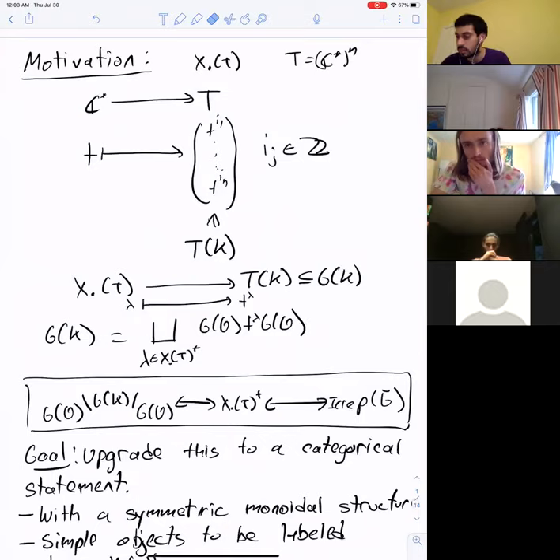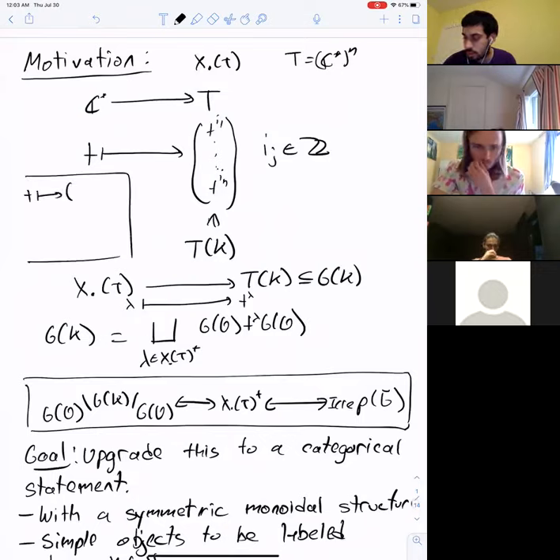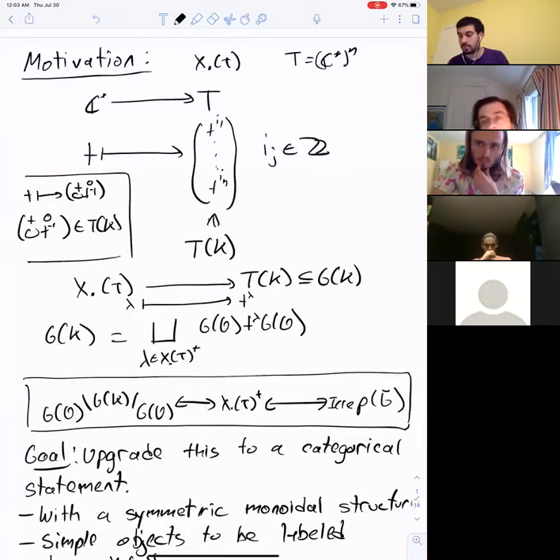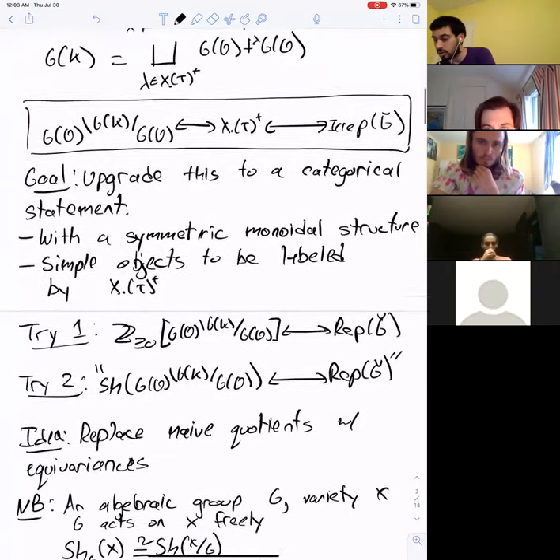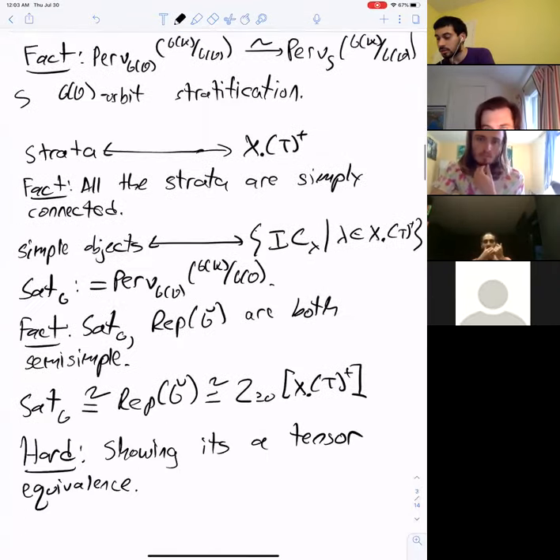Just to give the simplest example, take the unique positive coroot in SL2, which sends T to this matrix. That matrix itself is just an element of T of K. But these are very special elements of T of K. These are very much not all the elements of T of K.